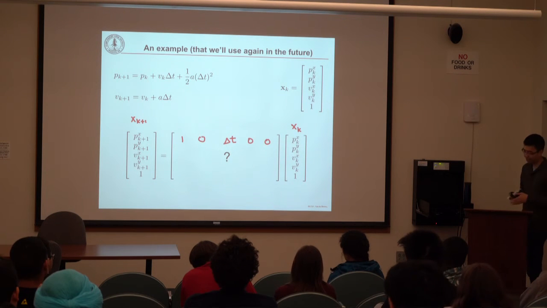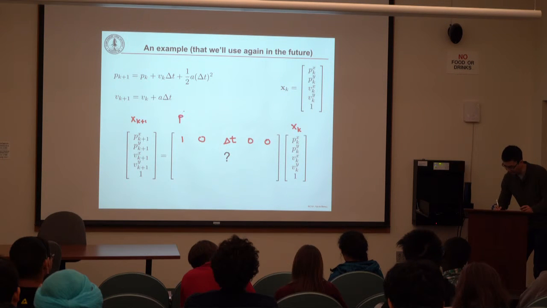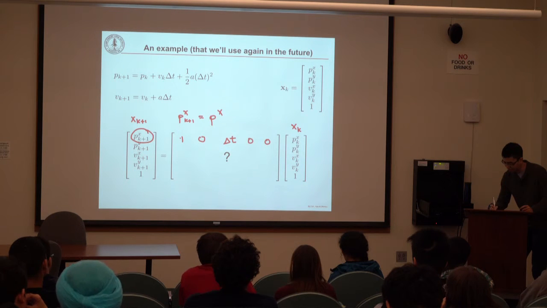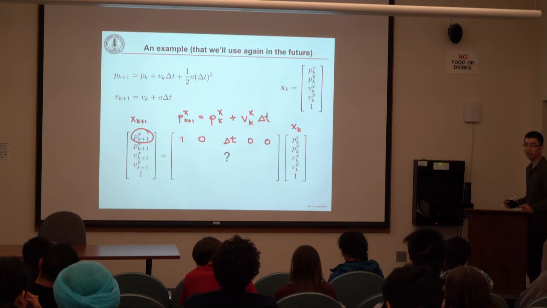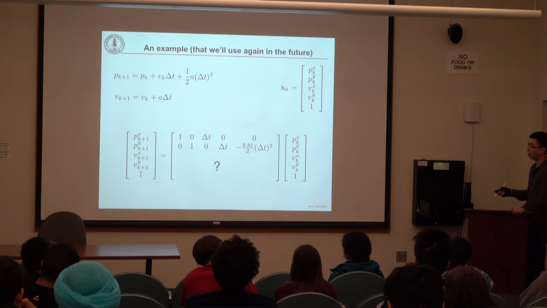And so concretely, if we do the multiply of this vector times this vector, it will give us pxk plus 1. That's this term right here, is equal to 1 times pxk. So that's just pxk plus vxk times delta t. Is that all clear to everyone? All right. So we can go ahead and write that term exactly into our matrix here.